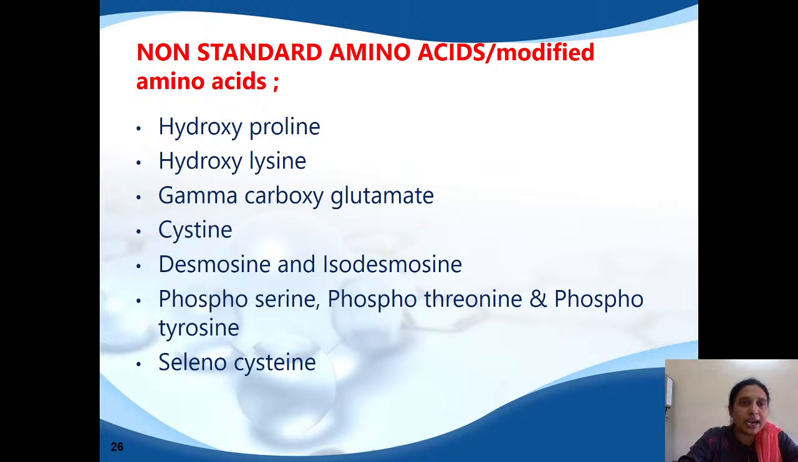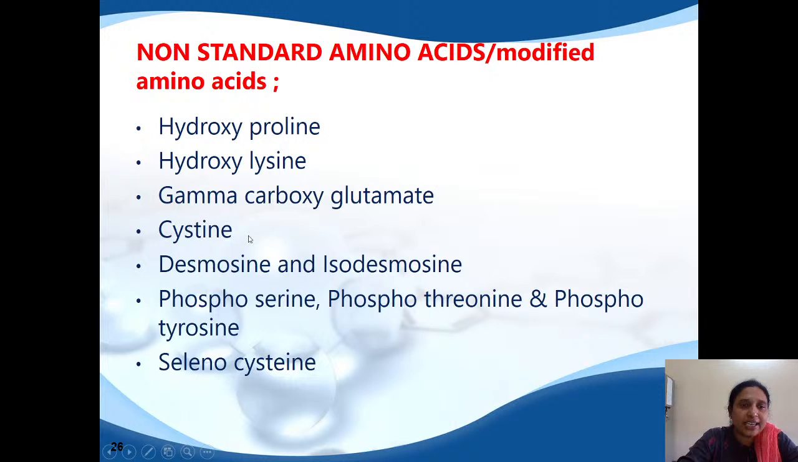And the next one is gamma carboxyglutamate, and this gamma carboxyglutamate is formed by the gamma carboxylation of glutamate. Especially this is quite common in the side chains of the blood clotting factors, especially prothrombin. Gamma carboxyglutamate is formed by the gamma carboxylation of glutamate. This is common in the proteins of the blood clotting factors, which are involved in the clotting of the blood.